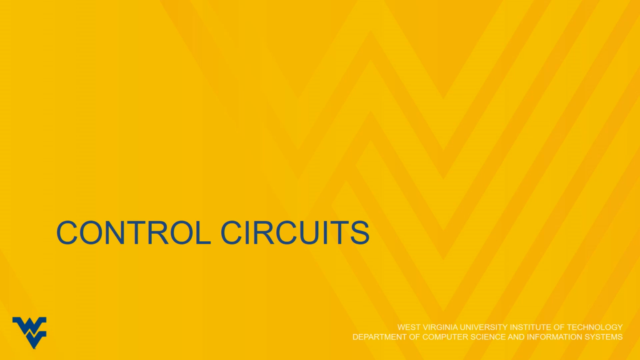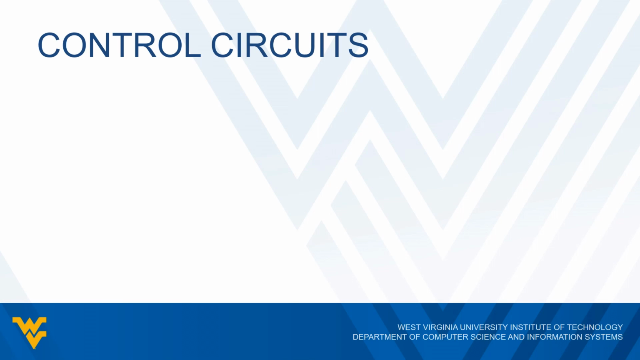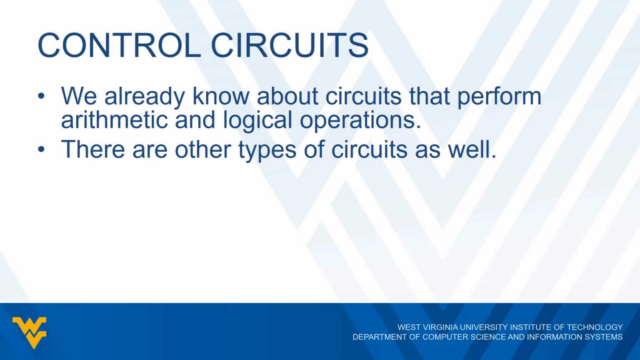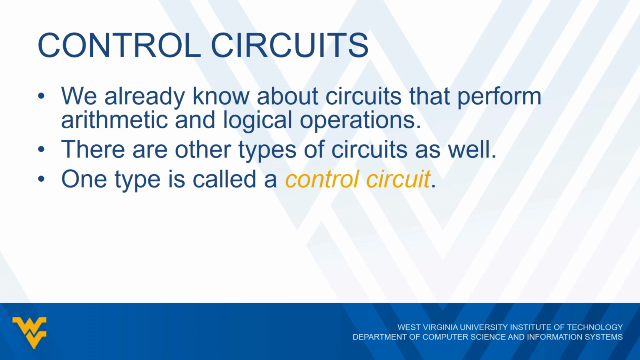We'll now take a look at another set of circuits that we call control circuits. We've already talked about the design of circuits for implementing arithmetic and logical operations. However, there are some other very different types of circuits that are also essential to the proper functioning of a computer system. So we're going to describe one of these important circuit types, which is called the control circuit.